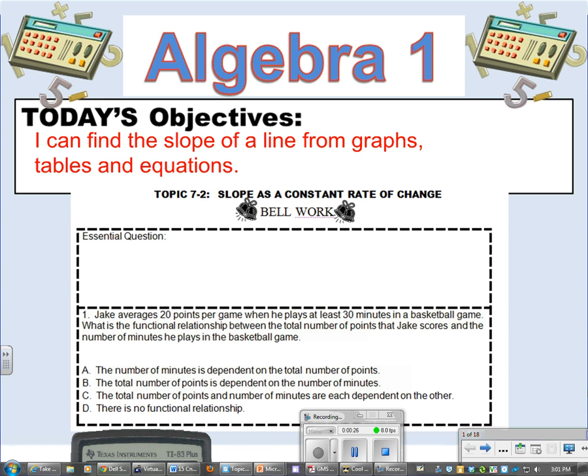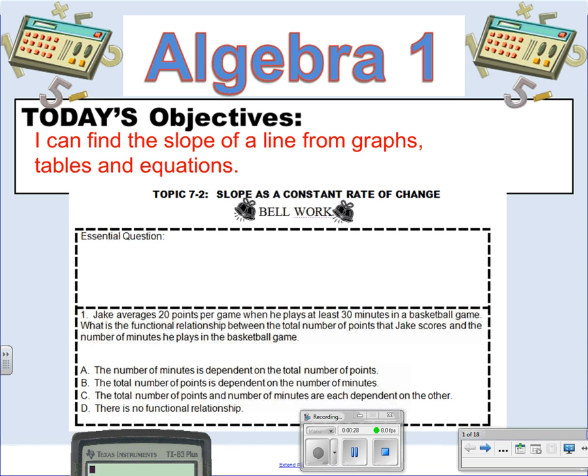So your central question can be, how can I find the slope of a line from graphs, tables, and equations? By the time we finish this lesson, you should be able to answer that question.